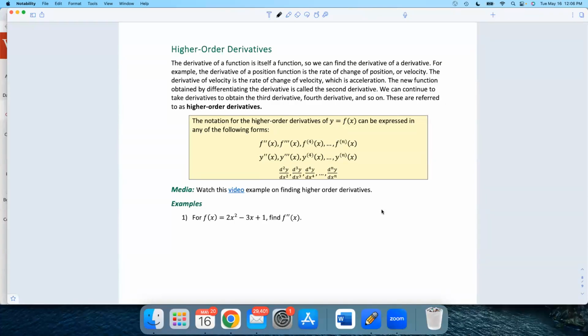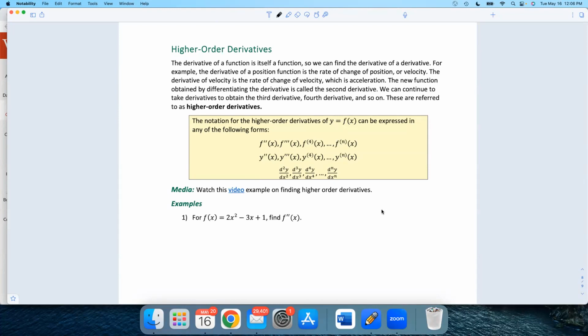Okay, let's talk about higher order derivatives. These are very important in physics. So the derivative is a function. Many functions are differentiable, meaning we could take the derivative of the derivative. So you get some original function, you take its derivative, you get a new function.